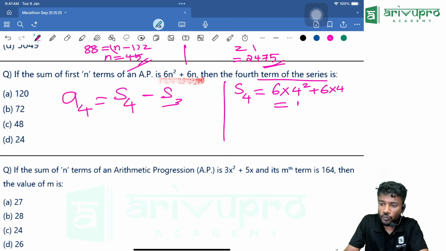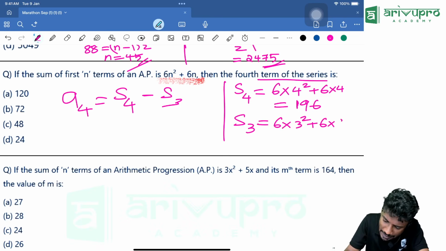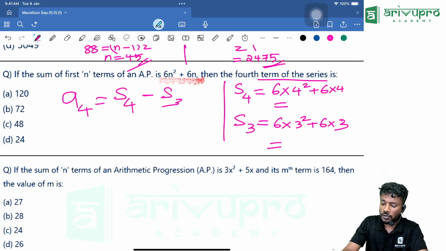96 or 196? No, I am asking you for S4. 196, correct? Yes. Then, what is S3? 6 into 3 square plus 6 into 3. How much is it? 6 into 3 square is how much now? 1?